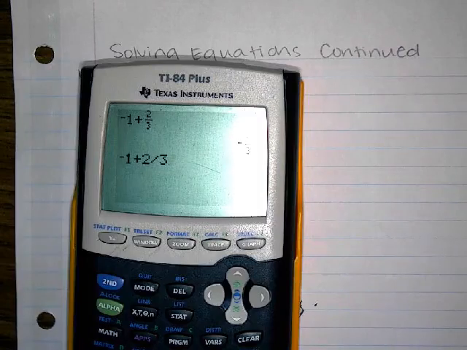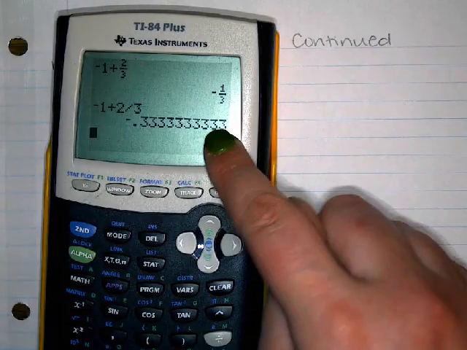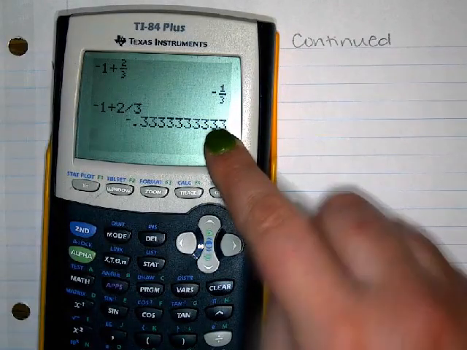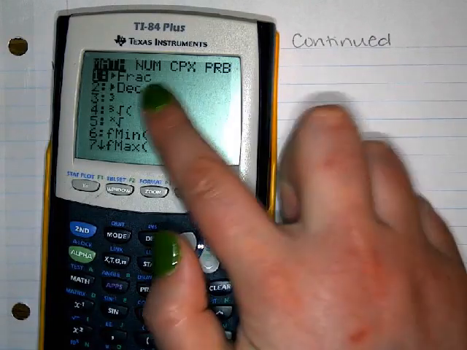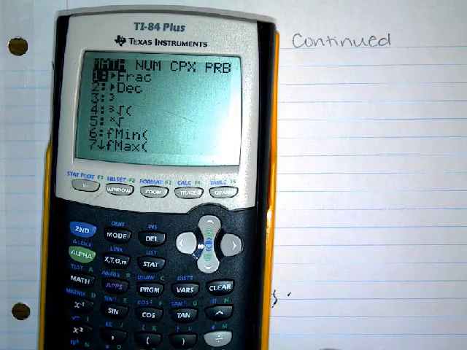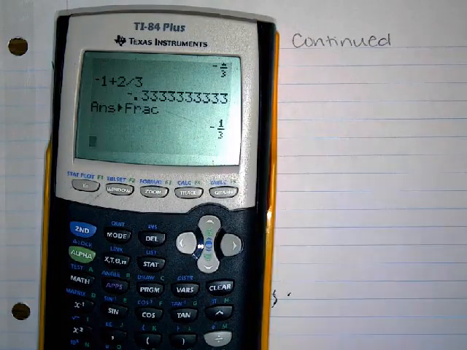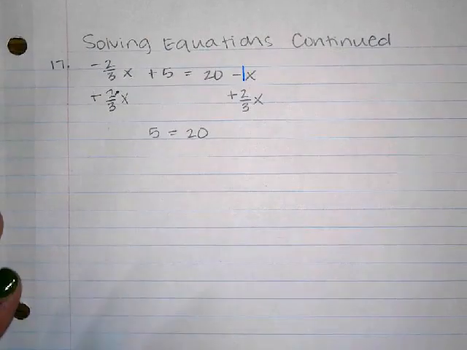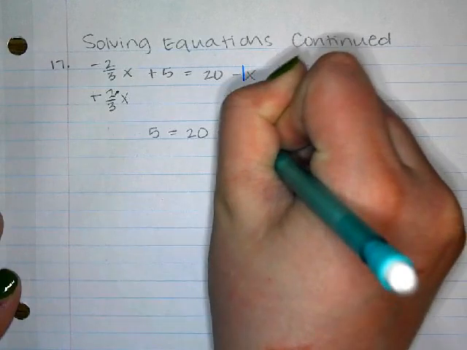So if I got this on the calculator, then I get that decimal, and to take this answer and put it into a fraction, I would hit the math button right underneath the green button. The first option says frac. I'm going to turn it into a fraction, so I press enter on number 1, and I press enter. Negative 1/3. So negative 1x plus 2/3 x is negative 1/3 x. So minus 1/3 x.